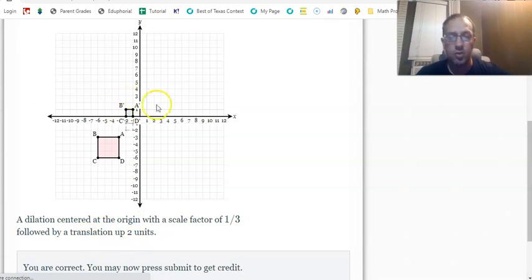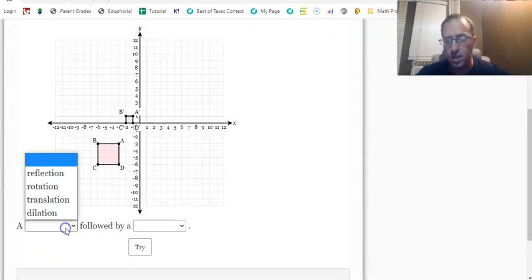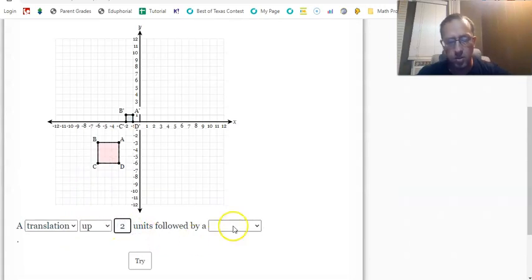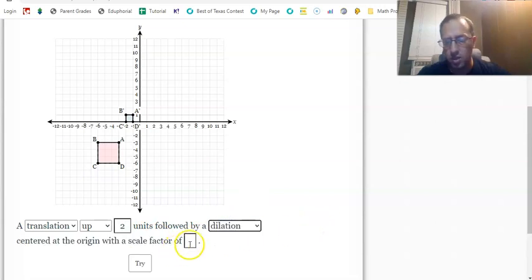Let's see what happens if we switch the order on those. Okay, so let's do the translation first. Translation up 2 units, and then we had a dilation from the origin with a scale factor of 1/3, and let's try that. That didn't work, did it? So again, if we did the translation first, it put us in the wrong spot. Okay. So key here, always do the translation last. First, get it the right size, then get it facing the right direction, then put it in the right place.